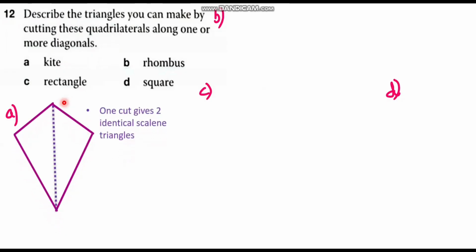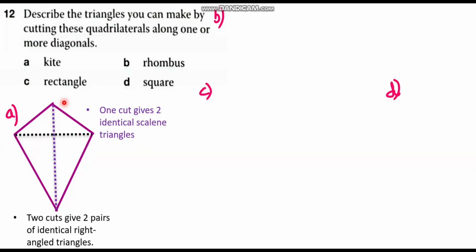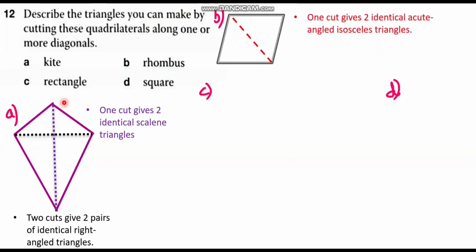In question number 12, we have to describe the type of triangle we get if we join the diagonals. So in part A, we can see a kite. If we draw one diagonal, we get two identical scalene triangles. And if we draw another diagonal, we get two pairs of identical right triangles. If we see a rhombus, and if we cut with one diagonal, we get two identical acute triangles. While if we draw another cut over here, we get four identical right triangles.